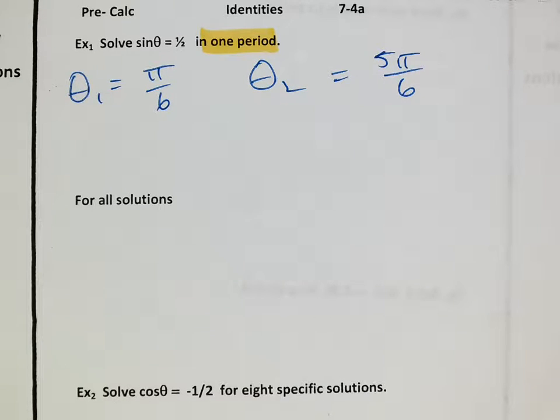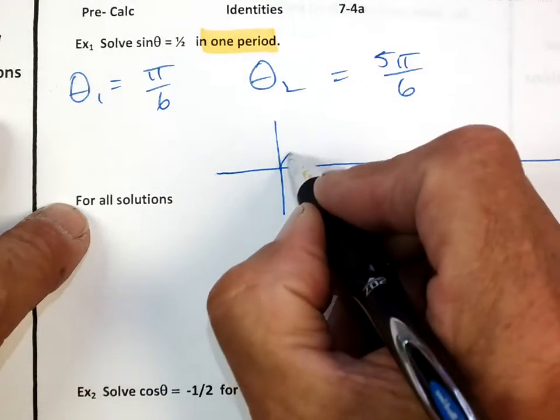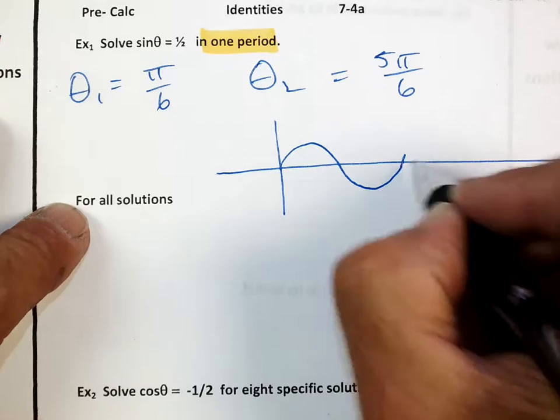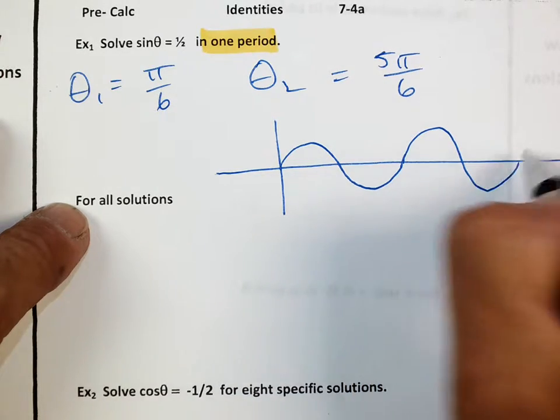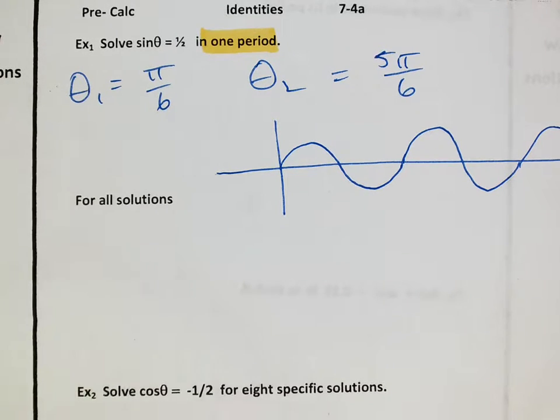All right. Now for all solutions. Now for all solutions means that if we were to take a look at the sine graph, and again, I'm going to show you, it goes on, and on, and on, and on. There are lots of answers. You guys agree? So there are an infinite amount of answers.